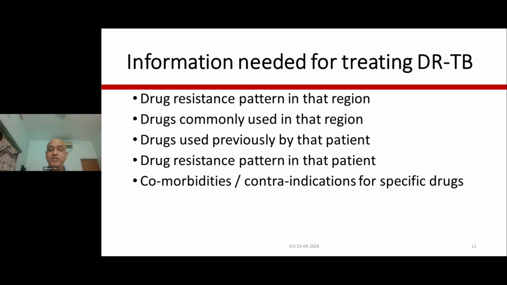Now, you also need to know what the patient actually used in the past. We call it a drugogram. So you have the period and the drugs used by that patient. You also need to know the resistance pattern in that patient, which helps us. And we also need to know other things like comorbidities, contraindications for specific drugs. Suppose the patient has a renal problem, then there are certain drugs you have to avoid. Suppose the patient has a chronic liver disease, you can't give certain drugs, and your regimen becomes different. So all those things you need to know, based on which you design your regimen.